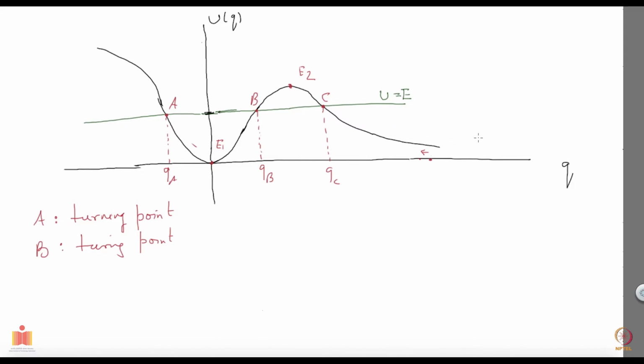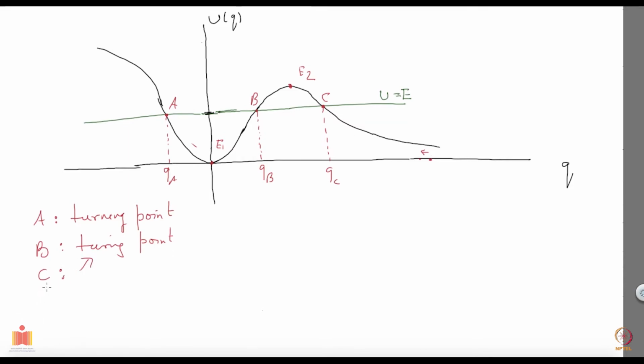And it never returns back, it just keeps going on if there is no other maximum there, or if there is no maximum which is as big as this line E. So it will keep rolling down and it will be gone to infinity. That's what will happen. So your point C is also a turning point.